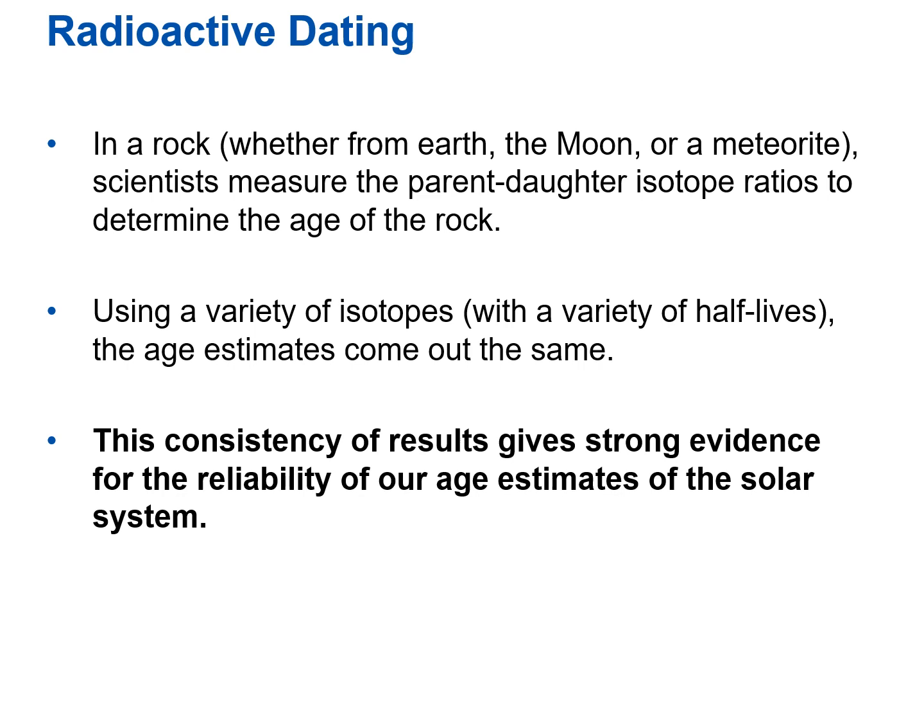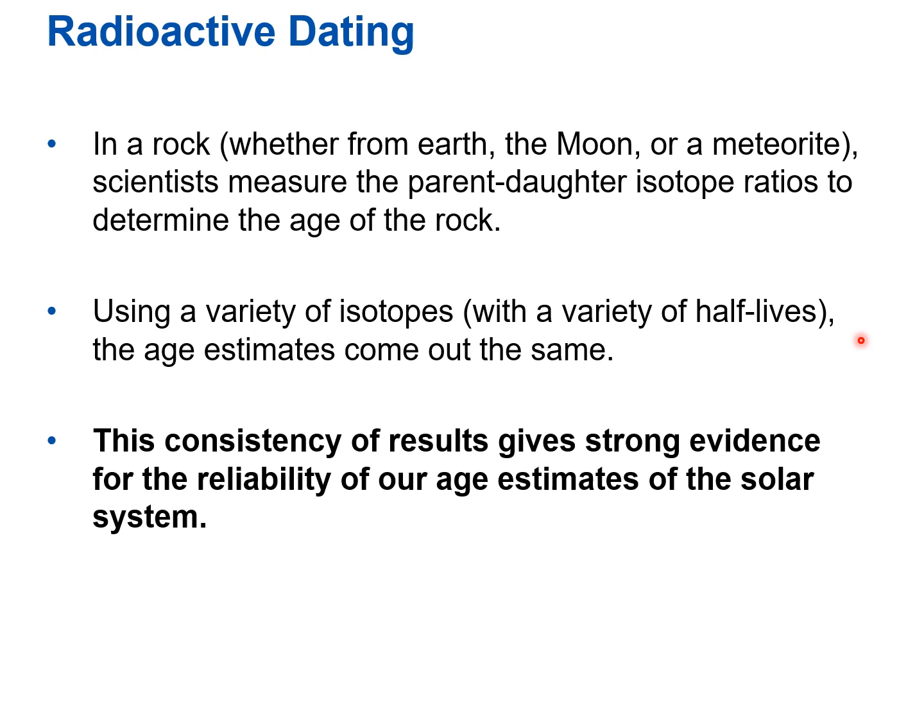In a rock, whether it's from the Earth, the Moon, or a meteorite, scientists measure the parent-to-daughter isotope ratios to determine the age of the rock. Using a variety of isotopes with a variety of half-lives, the age estimates come out the same. Now that's a very important point. It isn't just that we're evaluating the potassium-40 to argon-40 ratio. Certainly that is a good test, but there could be a flaw in that test.